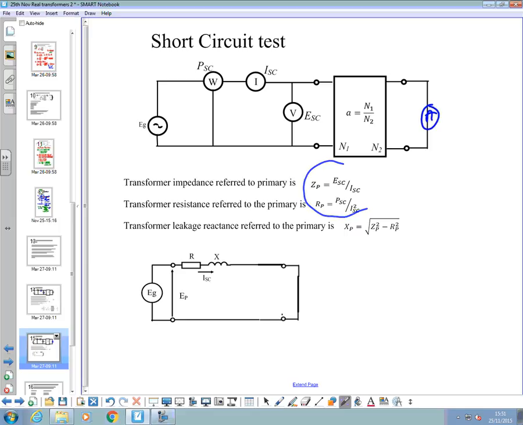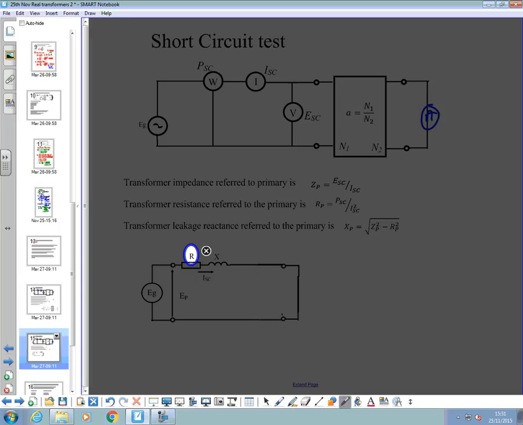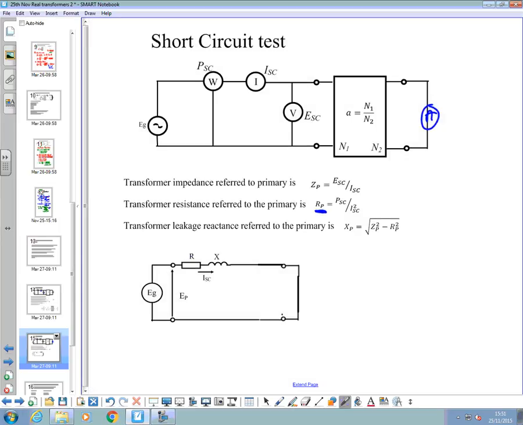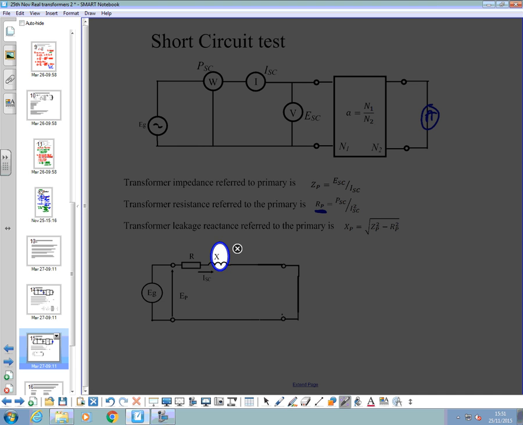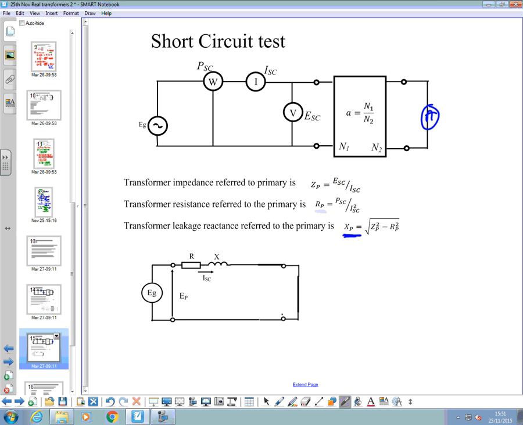Alright, so that gives us this one from there, and this from there, by doing a short circuit test. And that's the circuit we've effectively got there. We used those values to find those two values.